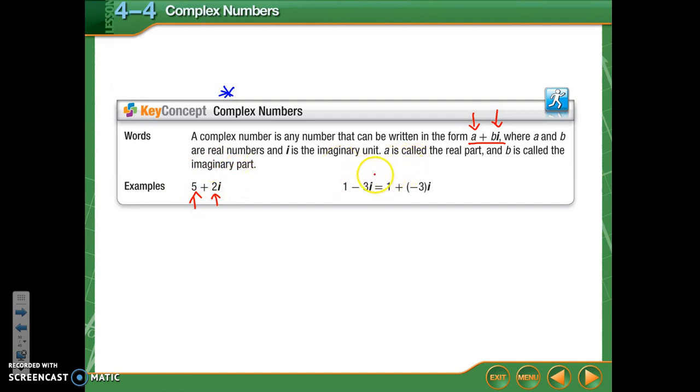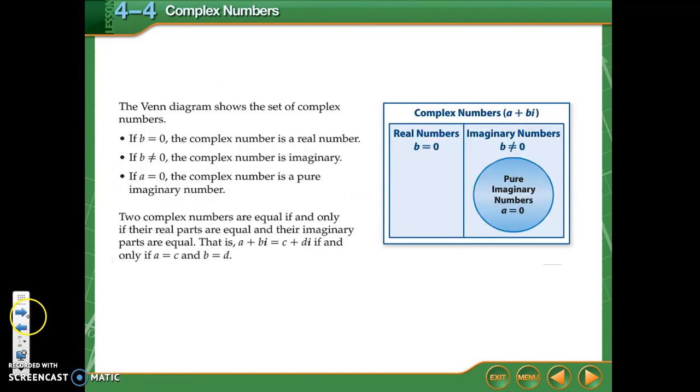Here I have 1 minus 3i, so 1 would be my real part, and -3i would be my imaginary part. So any number that I can write like that is called a complex number. This changes a little bit our number diagram.